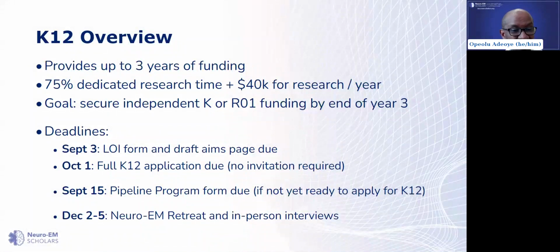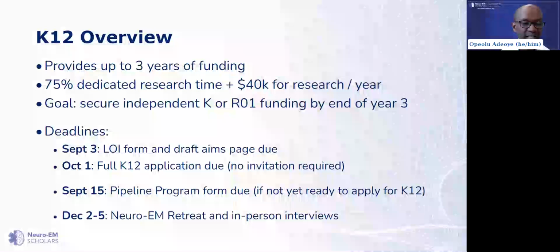Our deadlines for this year: we're requiring a letter of interest. There's a form on the website that we ask everybody to submit by September 3rd. A draft Aims page is due along with the letter of interest. The full K12 application is due October 1, and there's no invitation for that. Everybody's invited to apply with the full K12 application.